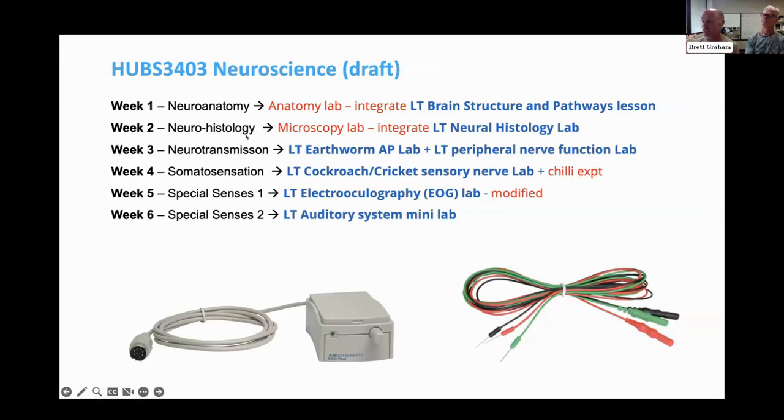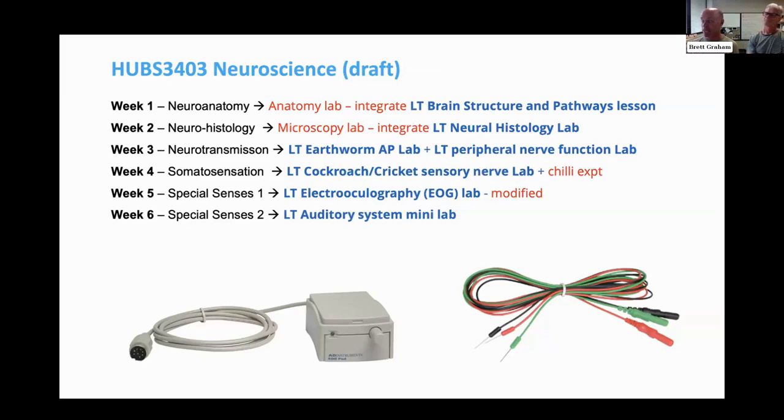So the first 2 weeks, for example, week 1 is in the gross anatomy lab, where they go all around and get a quick tour of the nervous system and those tissues on cadaveric tissue. And that's been in place for a long time, and we're not going to deviate from that.